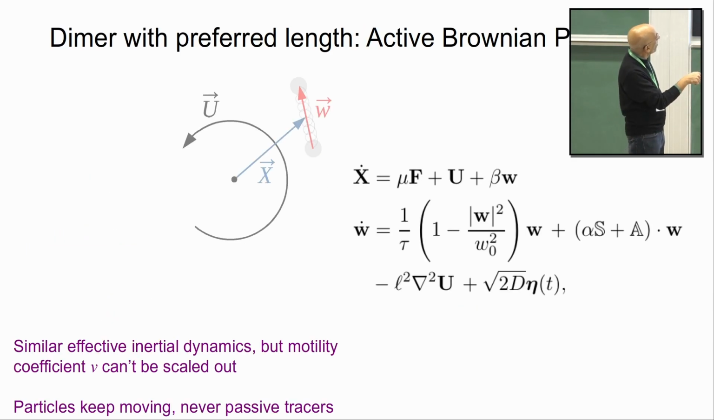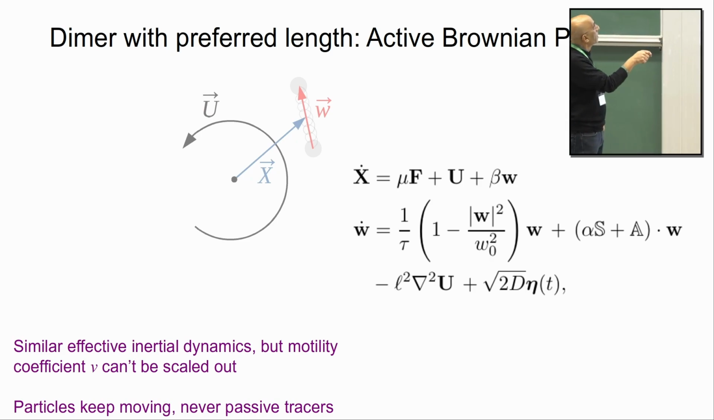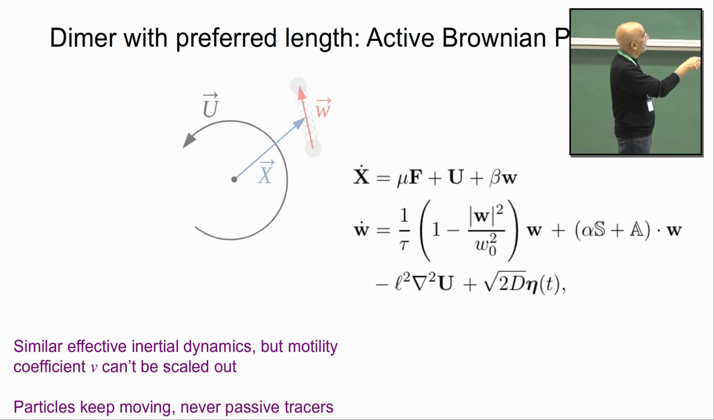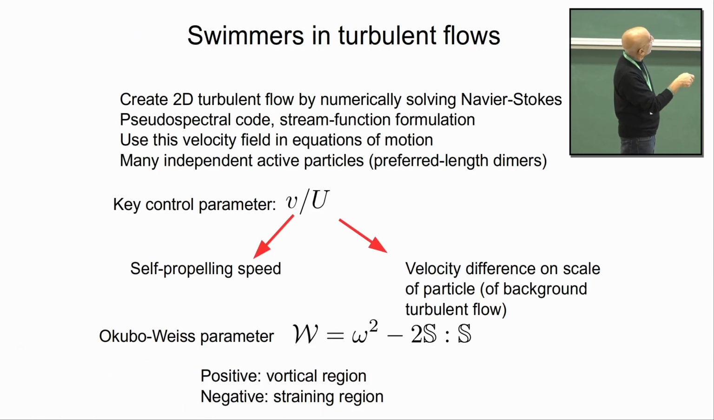You can also repeat this for a more realistic active particle, namely an active Brownian particle in which the extension vector has a strongly preferred length. The detailed dynamics is different, but similar features are obtained there as well. And now, instead of one vortex, you can strew a bunch of independent active particles in a medium filled with two-dimensional turbulence generated by solving Navier-Stokes. The important control parameter is the speed divided by the background speed.